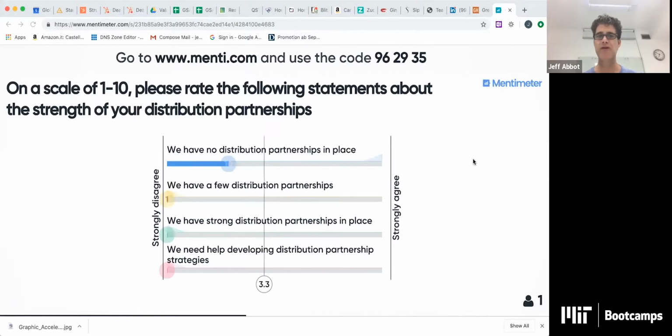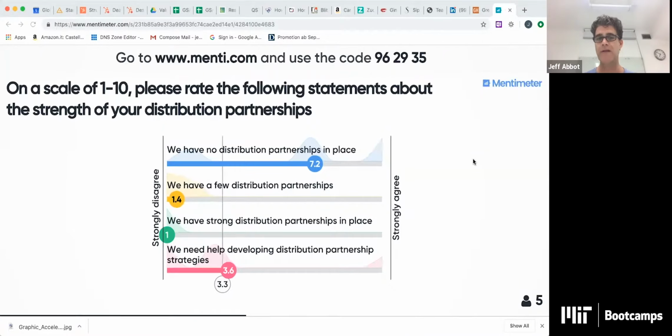Is your situation one where you currently have no distribution in place, or maybe you've got a few partners in place, you've sort of identified the right kind of partners, and now it's just a question of getting more like them? Or is it that you really are strong in this area, and there may be something else that's limiting your scaling?